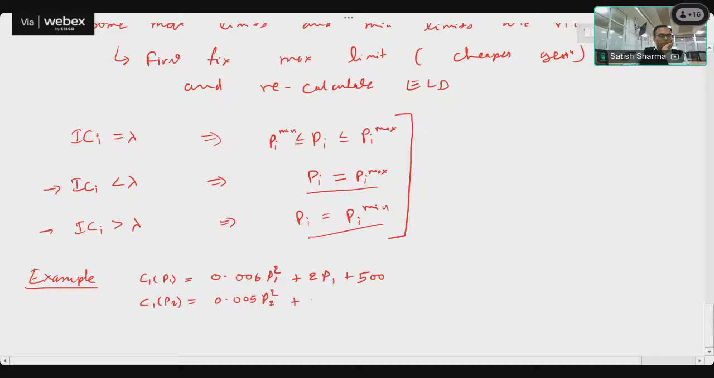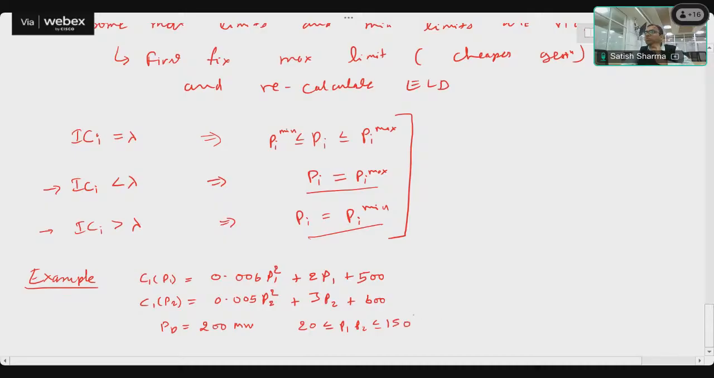Let's say this is my second generator, and 600, and certain limitations are there. So the demand is, let's assume, 200 megawatts, and our generation limits for P1 and P2, let's keep it 150 megawatts.